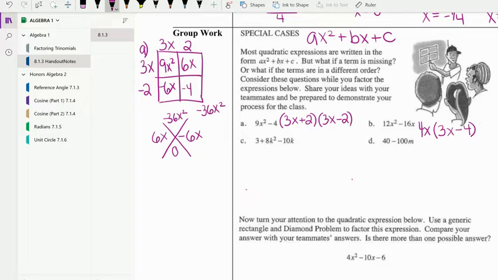All right, this next one is a little weird. It's just out of order. So I'm going to put it in standard form, 8k squared minus 10k plus 3. So we'll make our box.